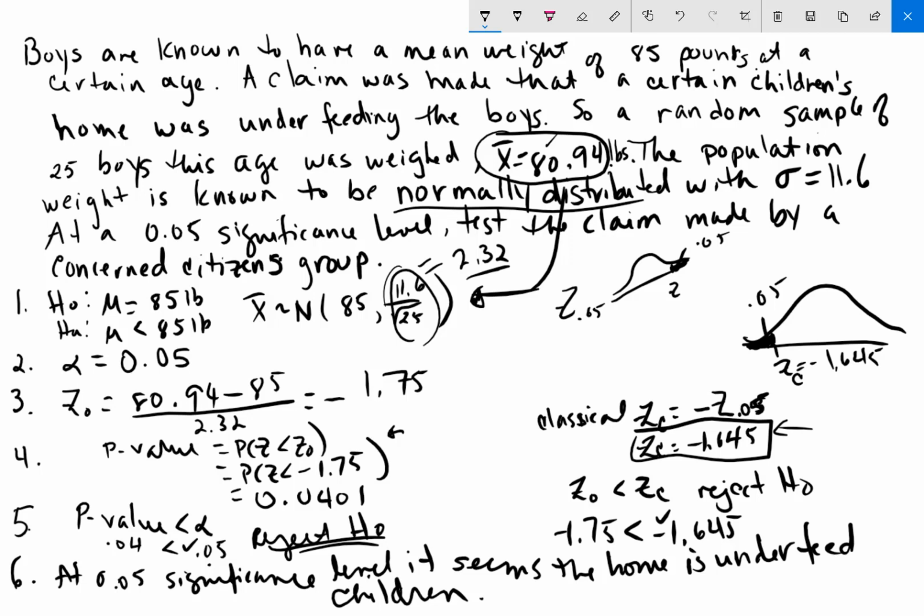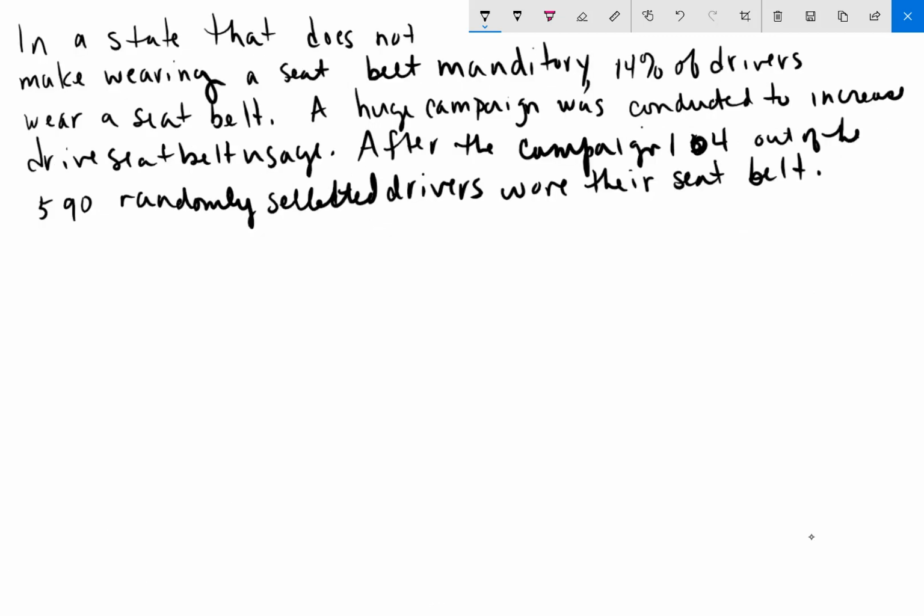Now, this was doing a left-tailed test. I'm now going to do a right-tailed test. So we're going to do a proportion problem where we're in a right-tailed test. In a state that does not make wearing a seatbelt mandatory, 14% of drivers wear a seatbelt. A huge campaign was conducted to increase driver seatbelt usage. Now, after the campaign, 104 out of the 590 randomly selected drivers wore their seatbelts.